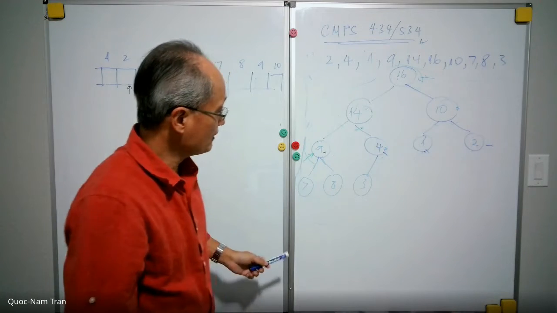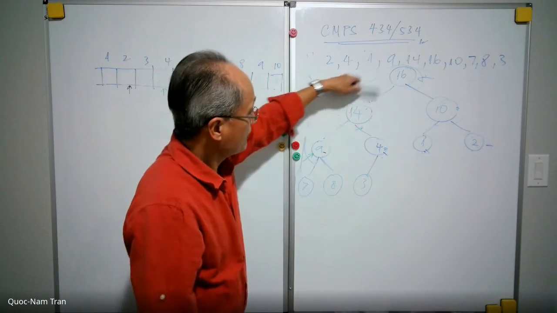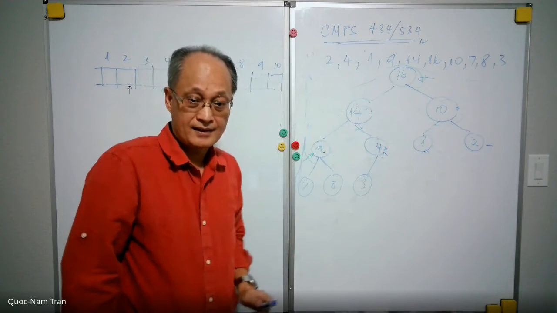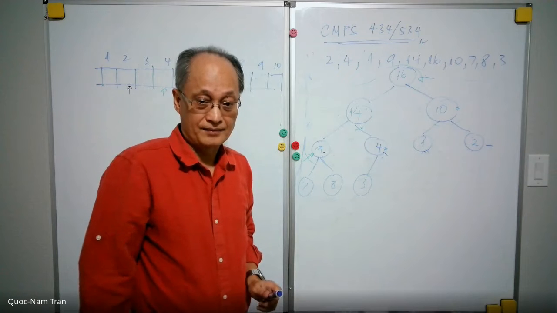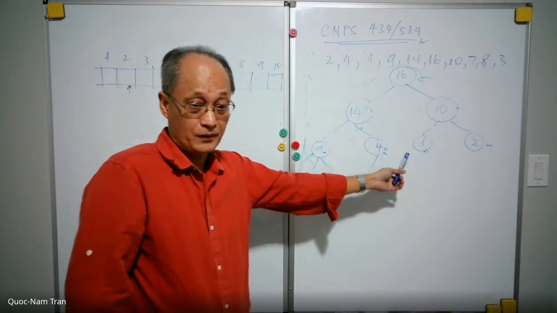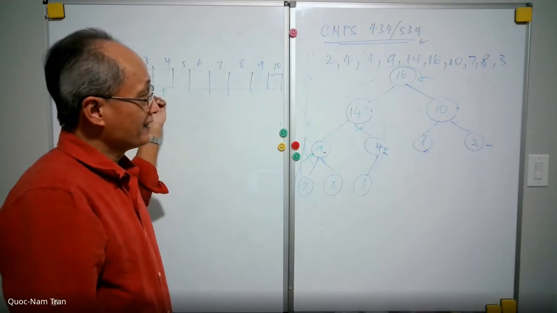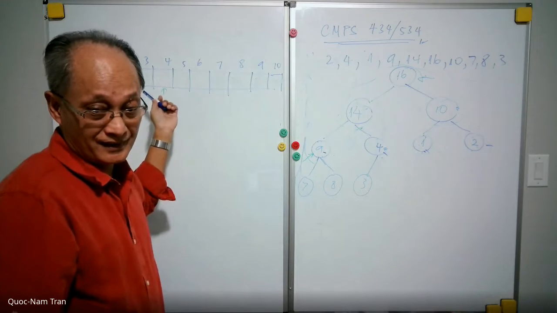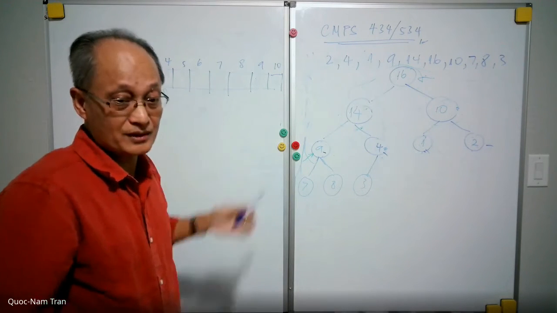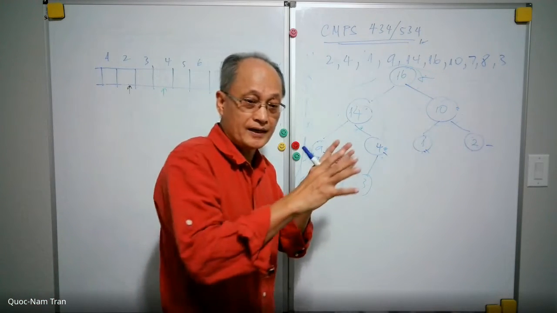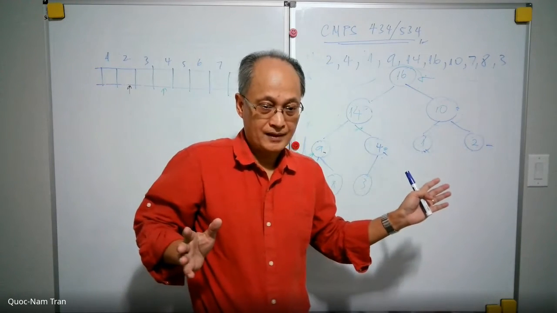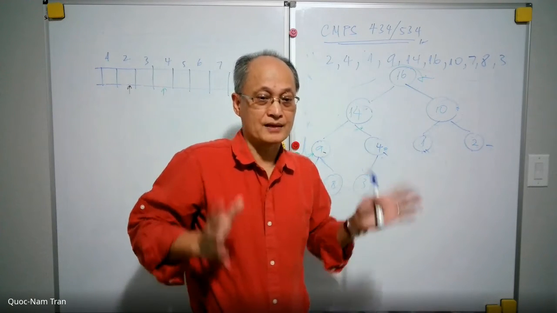Okay, let's check to see if it's a heap. Yes, it's a heap, right? And is it different from what we got before? Yeah, it's different, right? But it's still a heap. So in other words, for an input, we may have different outputs as long as the output is a heap.